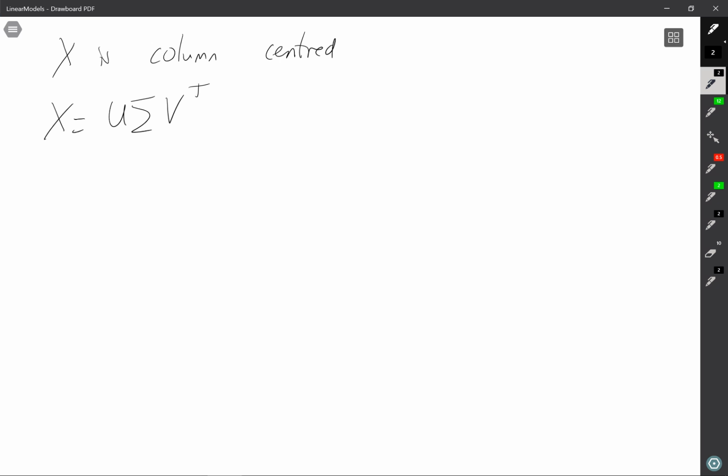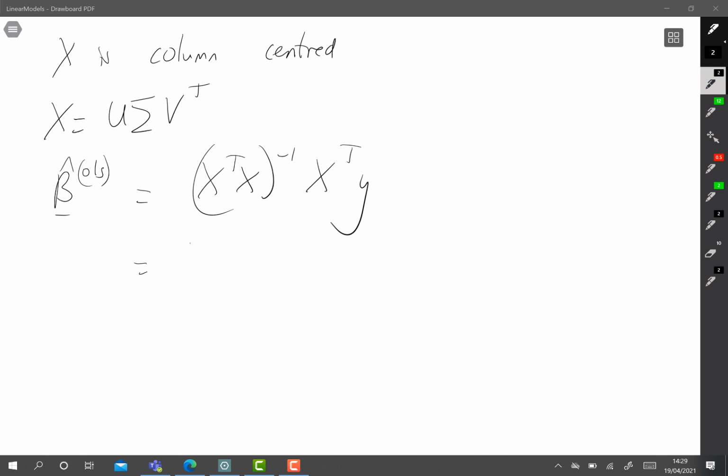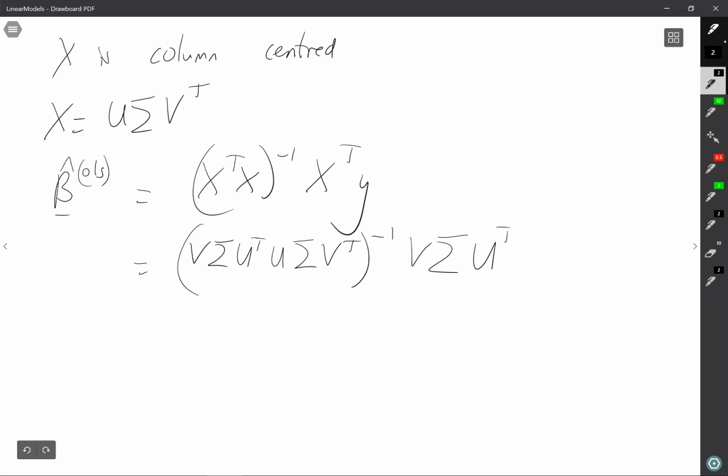Well, in that case, we get that beta hat OLS, we said it was X transposed X inverse X transposed Y. So let's substitute in the singular value decomposition. If I transpose it, I'm going to get V sigma U transposed, that's my X transposed, times X, that's U sigma V transposed, all inversed, times X transposed, that is V sigma U transposed times Y.